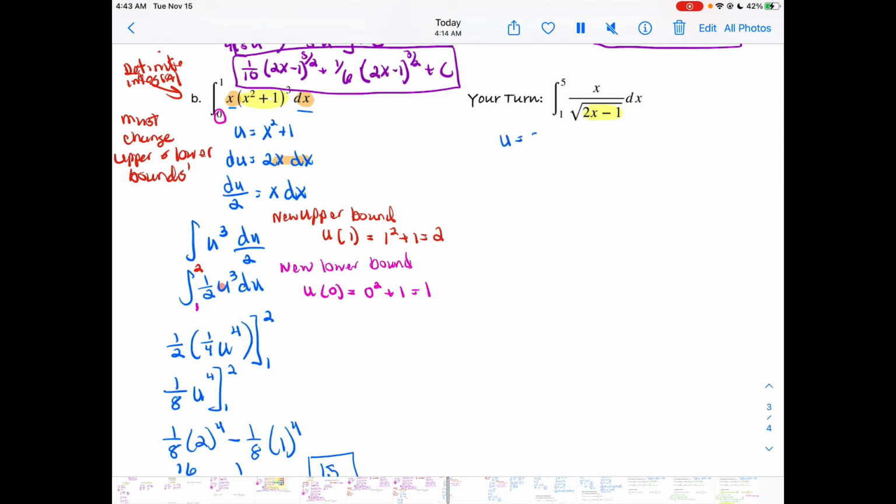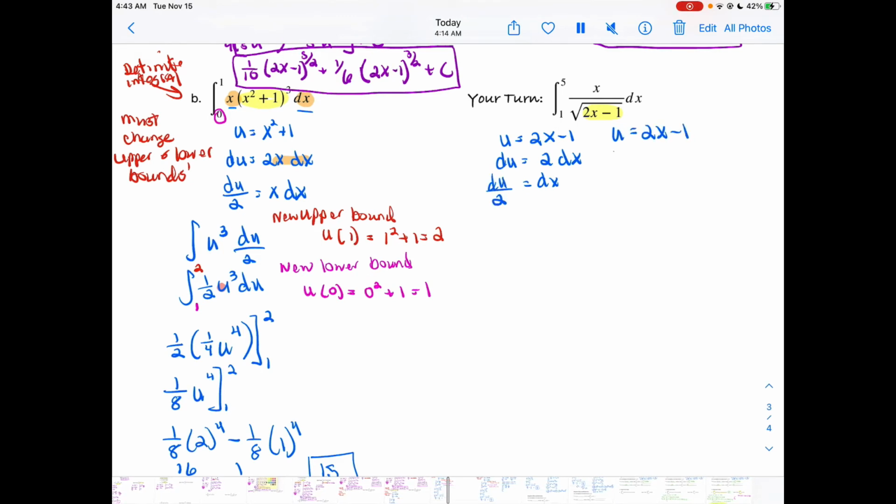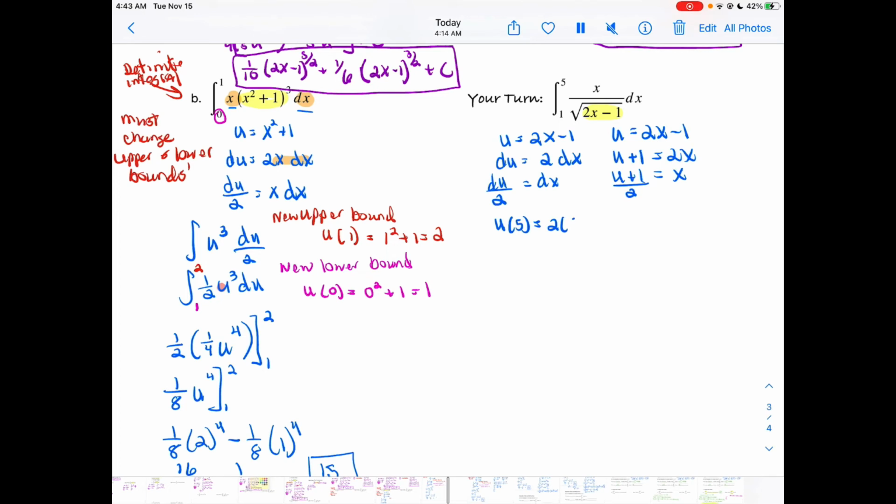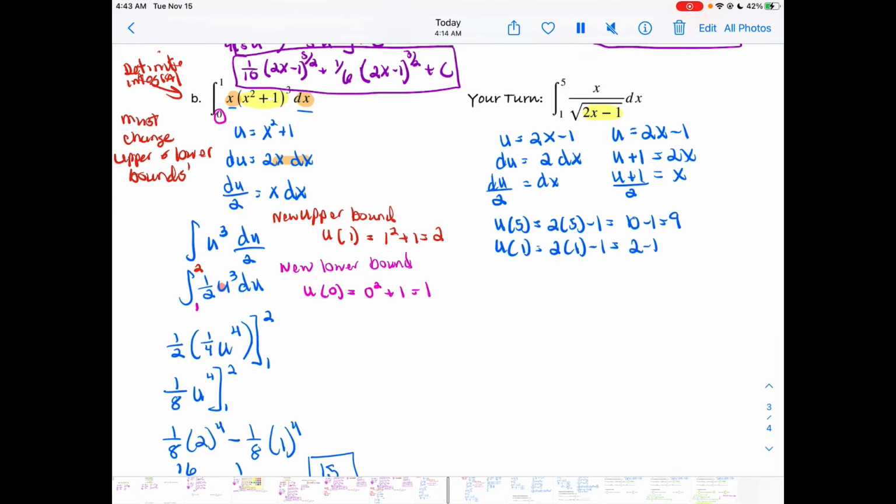So we're going to let u equal 2x minus 1, and the derivative of u is going to be 2 dx. So I need to get dx by itself, so that's going to be du divided by 2 is equal to dx. And I have an x left over, so I need to solve my u equation for x. And I get x is equal to u plus 1 over 2. So now I need to find my new upper bound. So I need to figure out u of 5. So that's 2 times 5 minus 1, replacing every x with 5 in my u statement. And then finding my lower bound, replacing every x with 1 in my u statement.